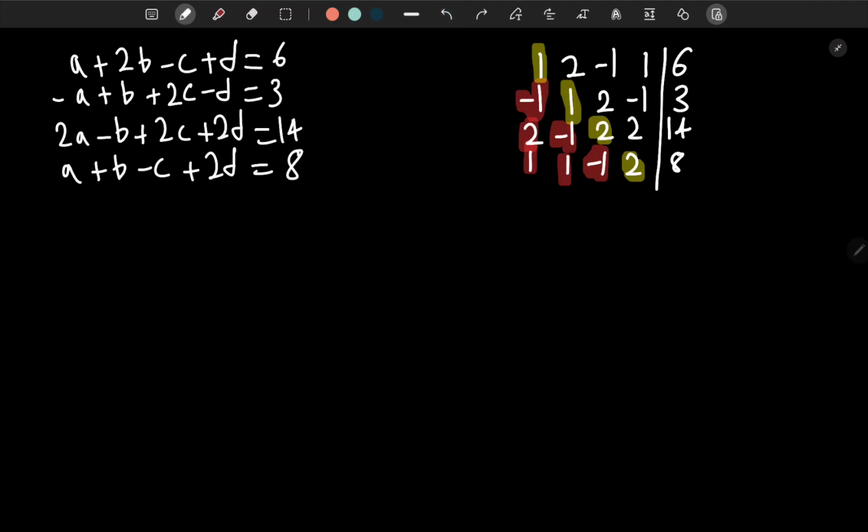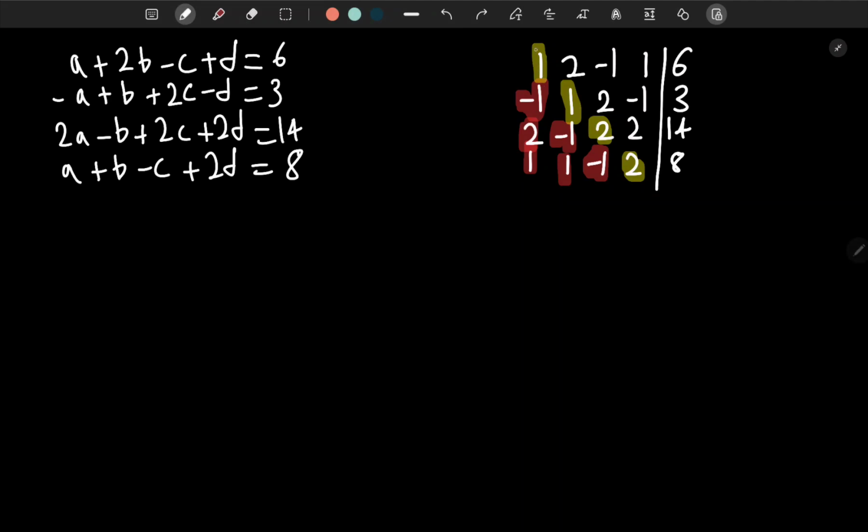And we need to convert this matrix into the row echelon form, which is that there are pivots on each row, and below the pivots we need all the numbers to be 0, and we can do that using the elementary row operations that we will be performing right now. And yeah, so let's start then.